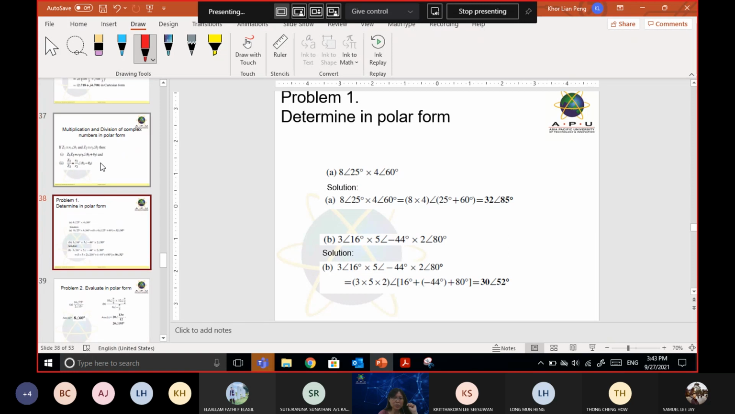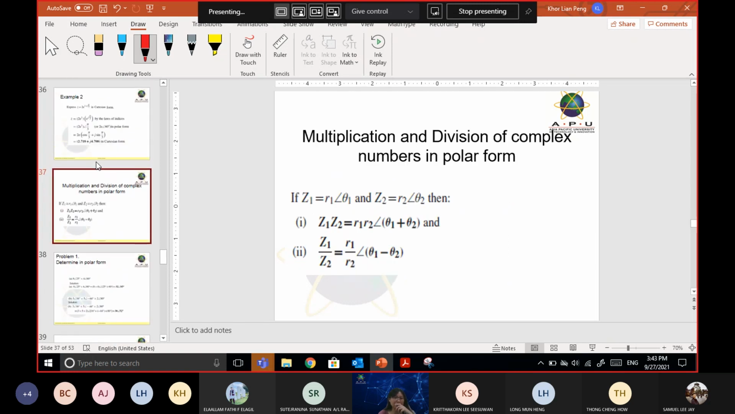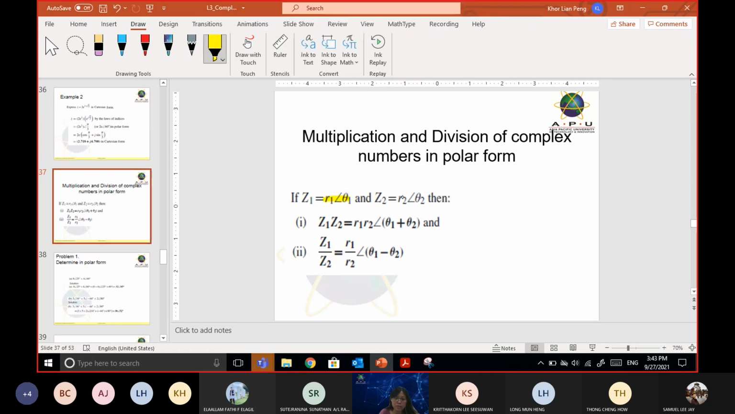Okay, so now let's look at this. How do we do the multiplication and division for complex numbers in the polar form? Let's say you have Z1 and Z2, both in the polar form. If you want to multiply the two complex numbers, then we multiply the R1 and R2 from each complex number. And then for the theta, the argument, you take the sum of theta 1 and theta 2.